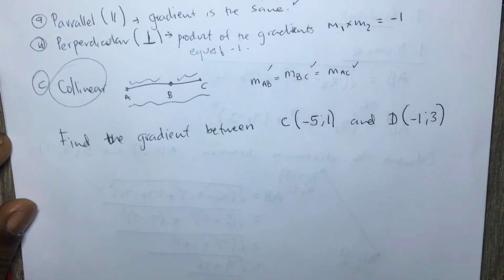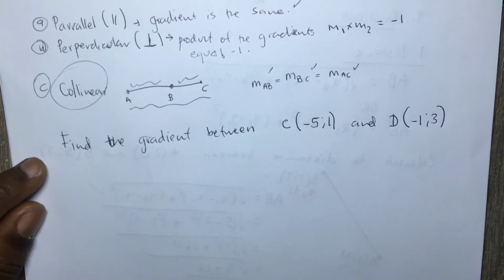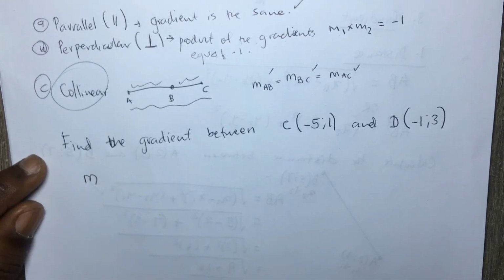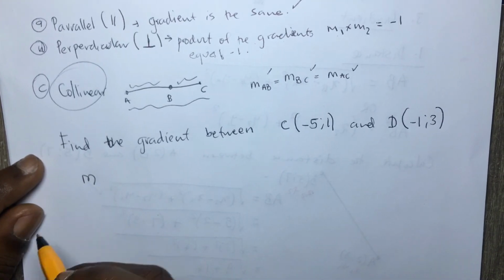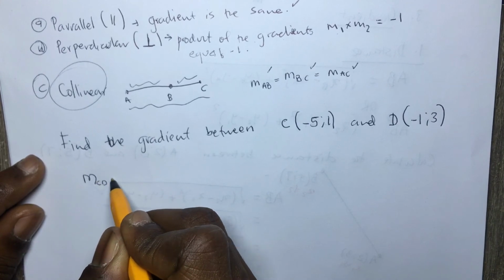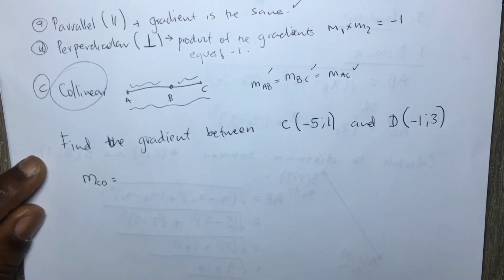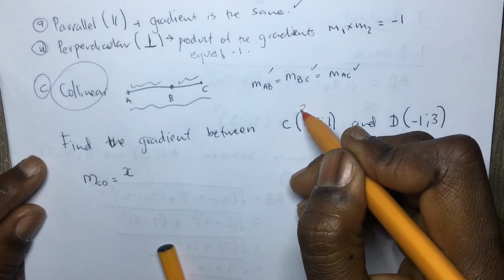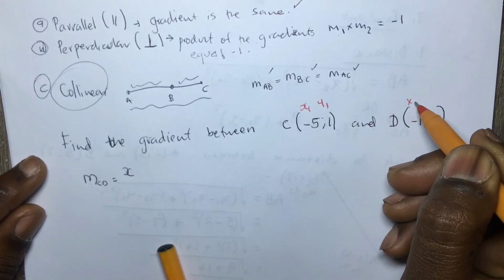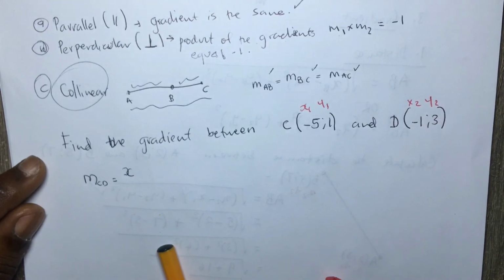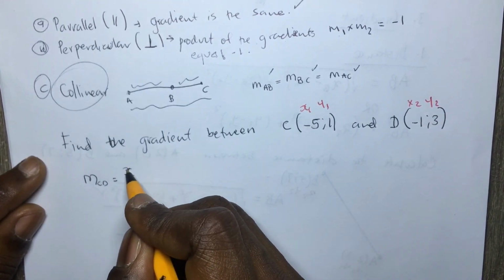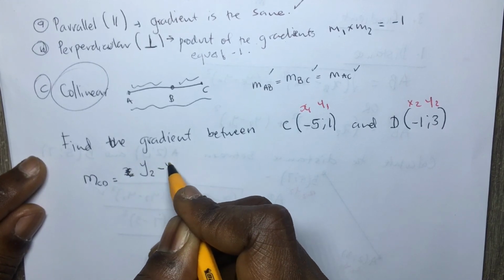Okay, wonderful. So what do we do? Firstly, we write the formula. So the gradient, we use a small letter m for gradient. The gradient between CD equals to, now you have to go choose. Remember we said choose x1, y1, x2, y2. It does not matter. You can use whatever sign you want to use. It's the y value first.